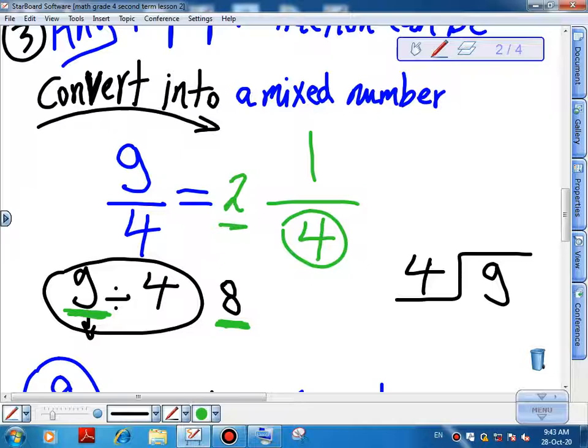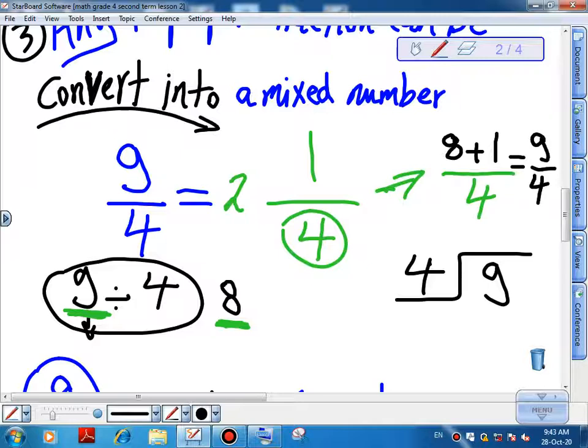2 and 1 quarter. If we need to check this answer, we need to convert this mixed number to an improper fraction. 4 times 2 equals 8. 8 plus 1 equals 9. 9 over 4 is the same thing. So we are correct.